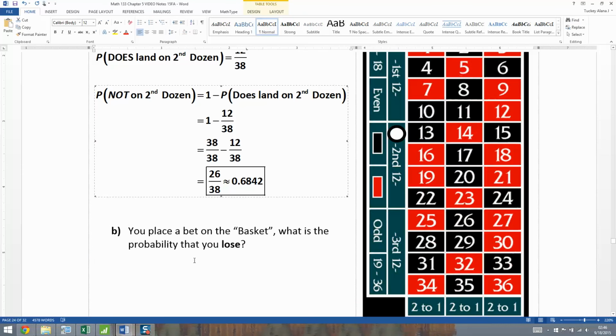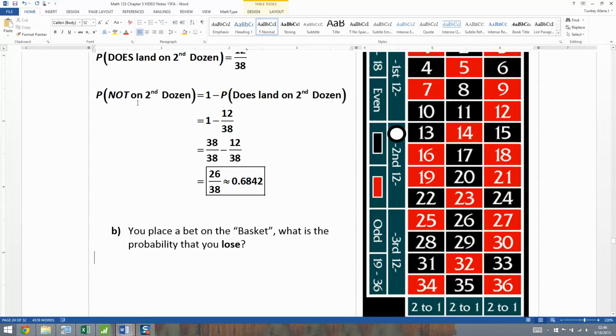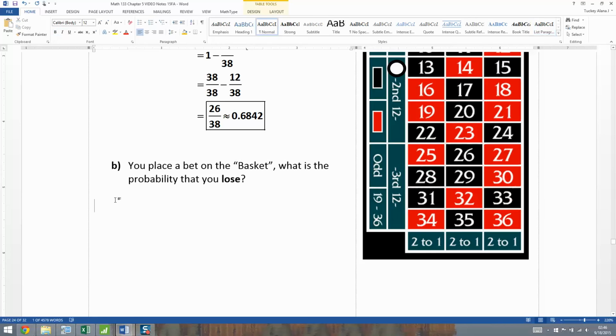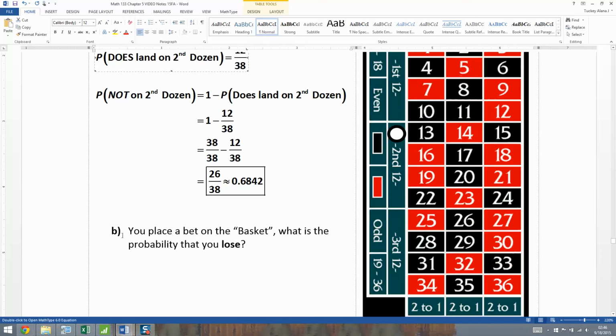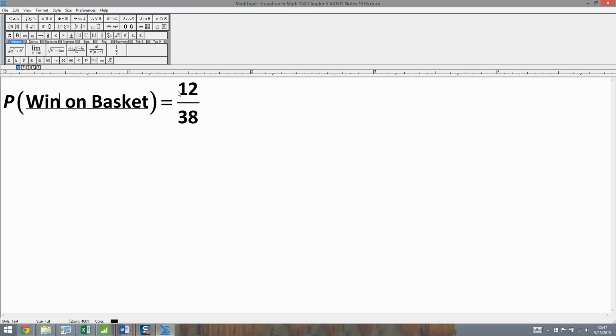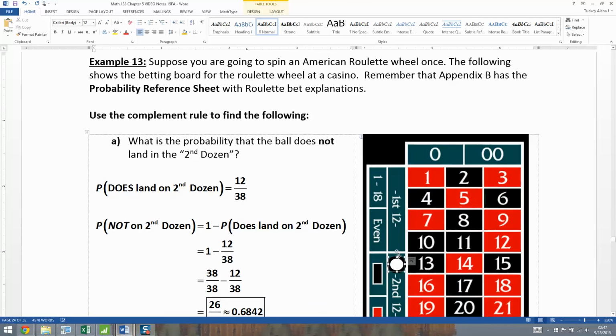Okay, so you're going to place a basket bet. So you place a bet on the basket. What is the probability that you lose? Okay, well, losing means it does not land. It's the same type of problem, it's just phrasing it differently. So this one used the word not, right? That's negative. And this one's using lose, still negative. So let's figure out the probability that it does land on the basket first. Or another way to say that, if it lands on the basket, you win on the basket. Well, in American roulette, which is what we're playing, that's 5 out of 38. So there's 5 spots that are winners out of 38 total. It'd be placing your chip right here, right? So that's 5 out of 38.